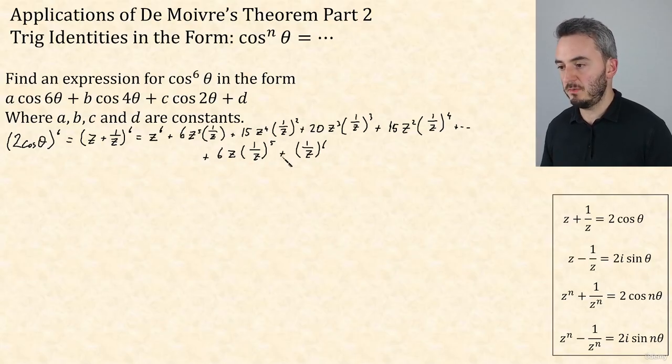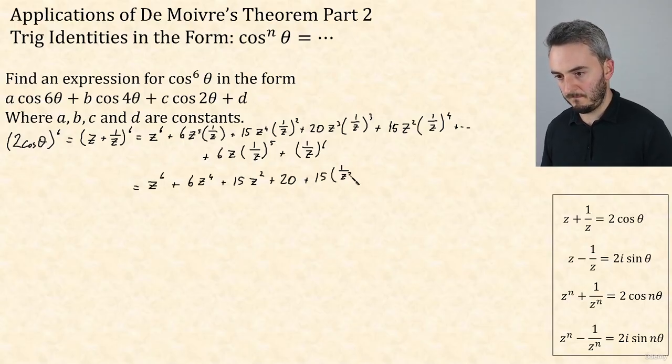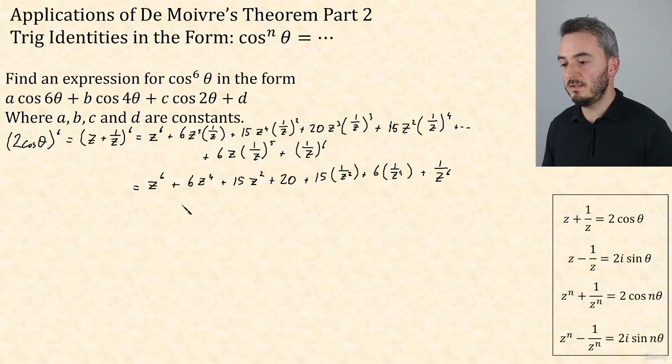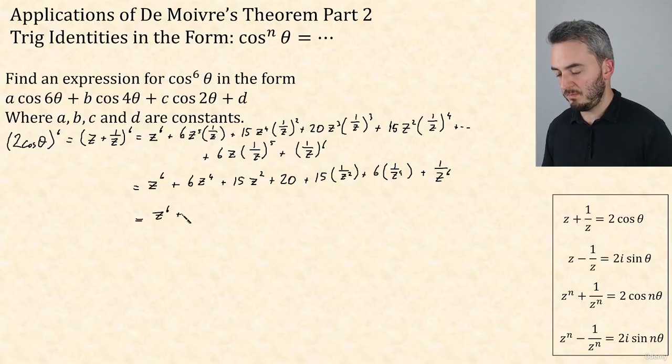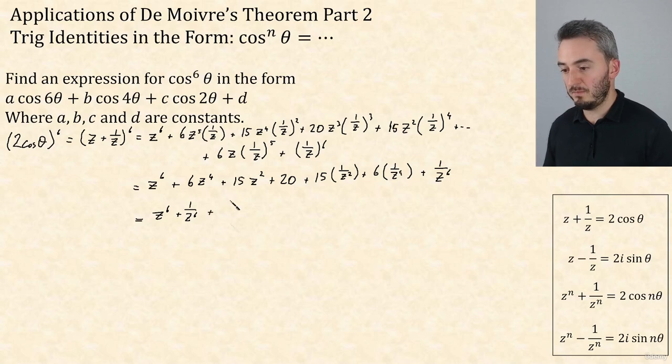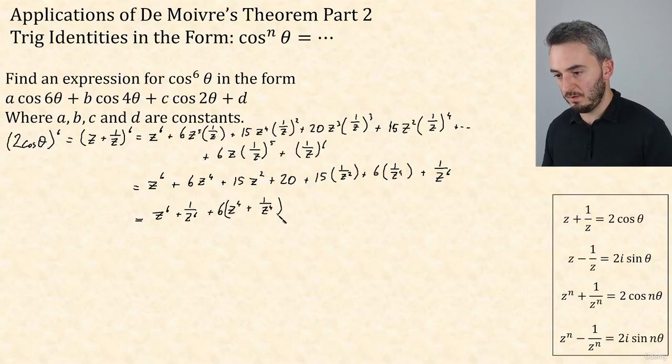Okay, so there's my binomial expansion. Let's neaten that up a little bit. So there is that neatened up, ready to group together. So first term and the last term, z to the 6 plus 1 over z to the 6. That's ready for me to use this identity. Then pull out that 6 and we've got a z to the 4 and also a 1 over z to the 4. Pull out 15 and it's z squared plus 1 over z squared. And there's also that 20.